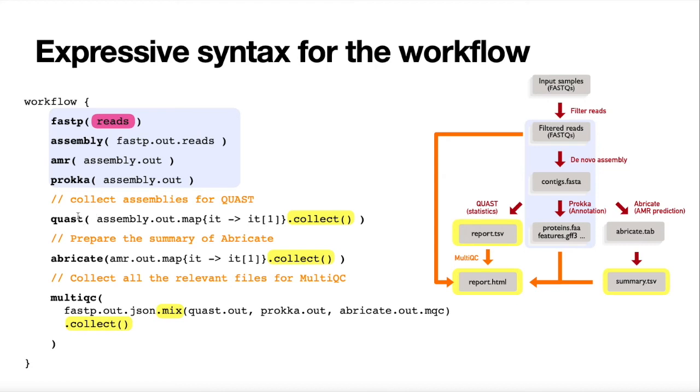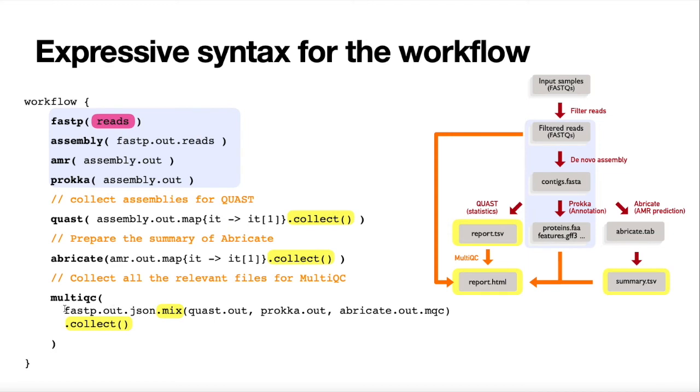Now we see a pattern where Quast, for example, needs the output of assembly, but needs all of them. Now, collect is the function to collect them, and this function means basically that the output is a tuple, so it's a sample ID and then the file, and we just want the file, so we will use the map function to reduce the queue of tuples to a queue of files. Similarly, Abricate will do the same with the output of AMR.